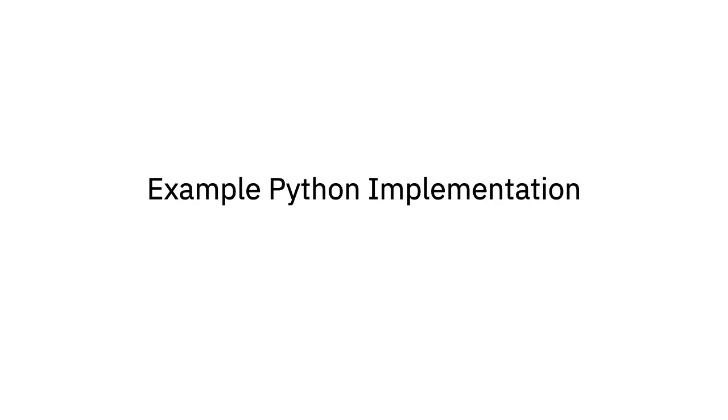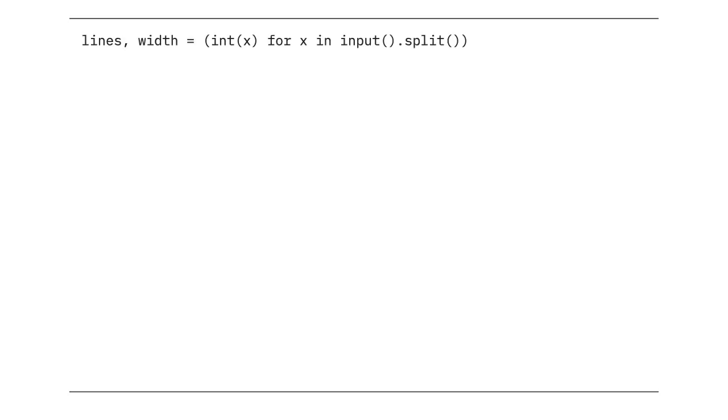So let's take a look at a Python solution that follows this algorithm directly. We first read in the number of lines of text and the width of the string in each line from the first line of the problem input file. If you remember, the first line comprises two integer values separated by a space. So here we split the input line on white space and convert the results to integers.